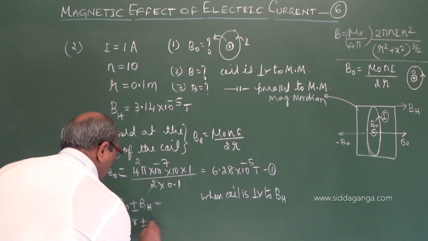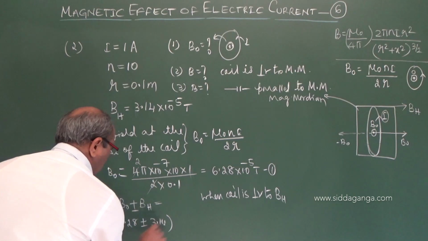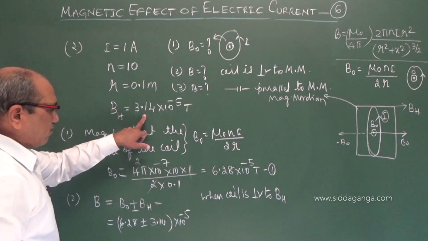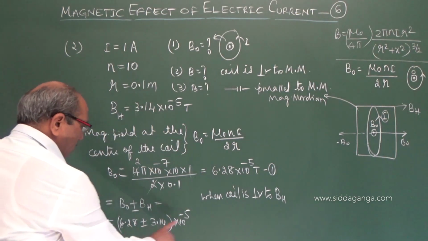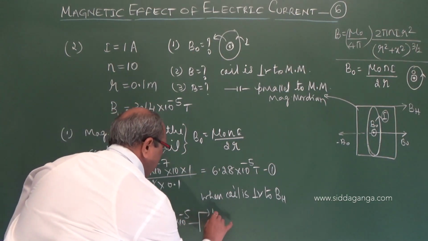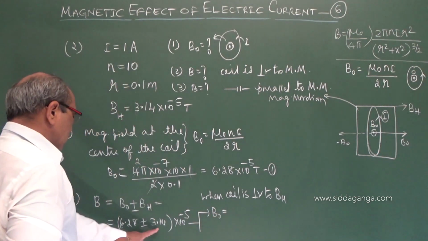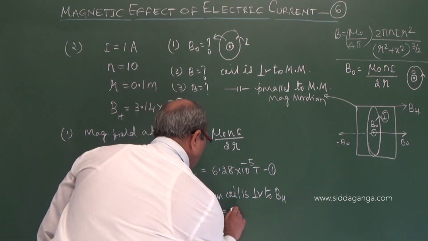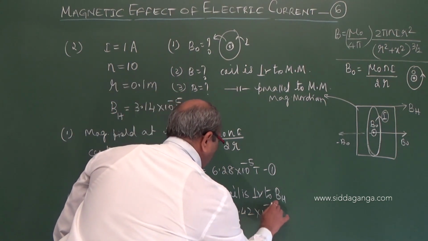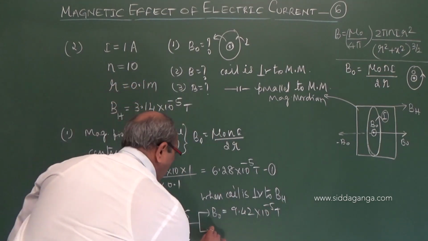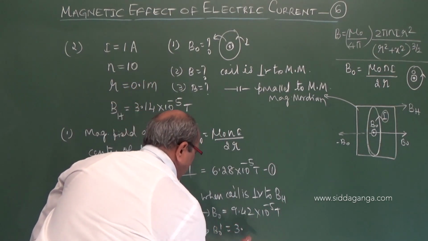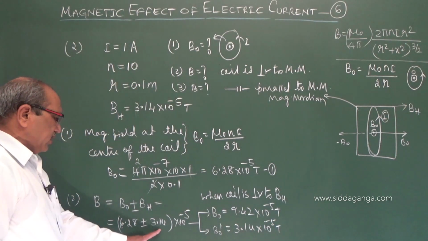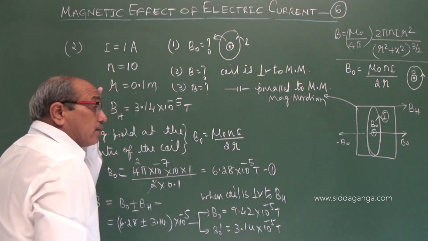So this is 6.28 plus or minus 3.14, into 10 power minus 5, because the given value is also 10 power minus 5 and the answer is also 10 power minus 5. If I add, there are two options. If I add these two, B naught may be 9.42 into 10 power minus 5 Tesla, or the other B naught dash is 3.14 into 10 power minus 5 Tesla, because 6.28 minus this is that. Either of the two.